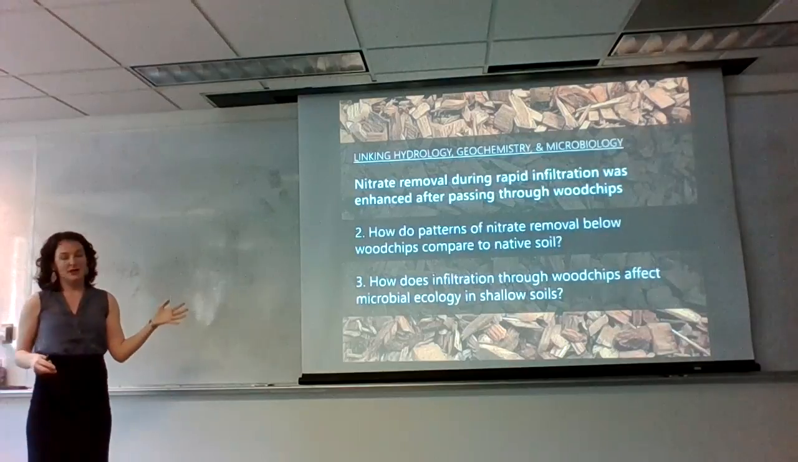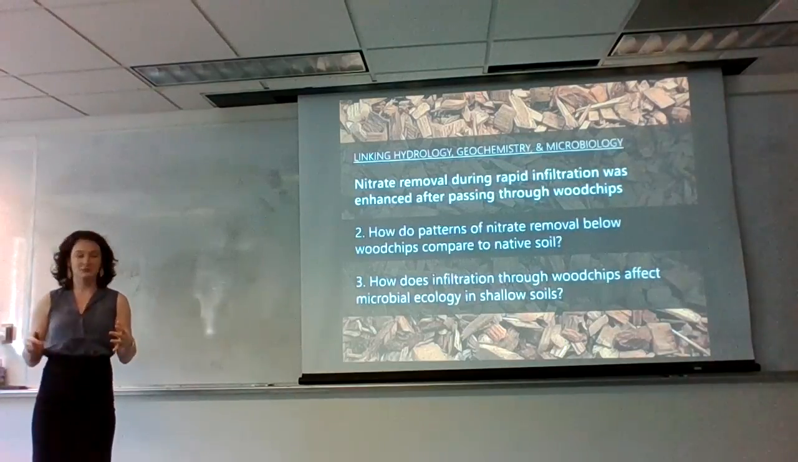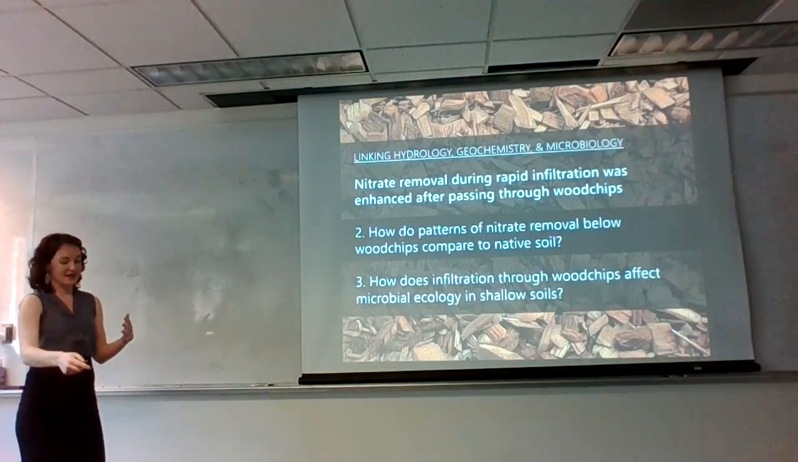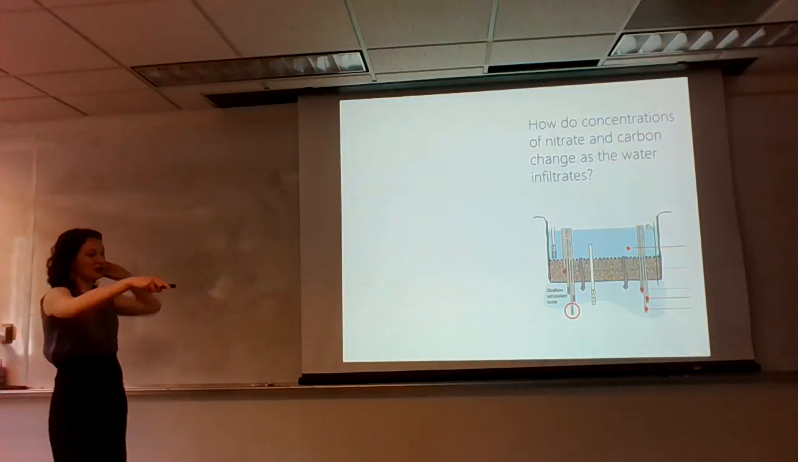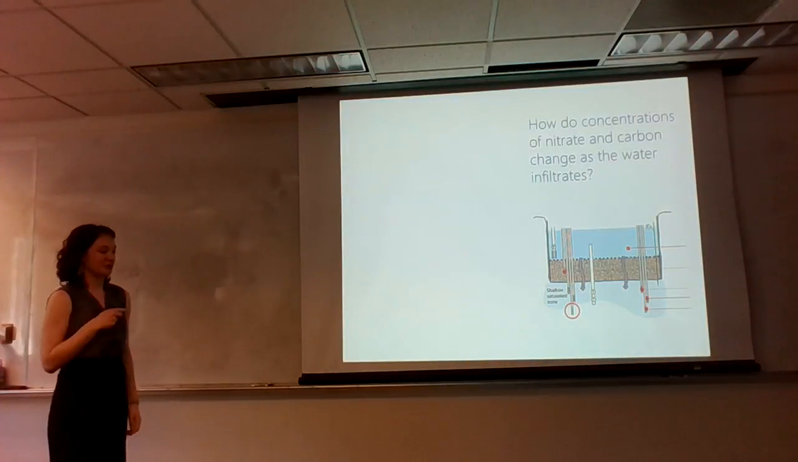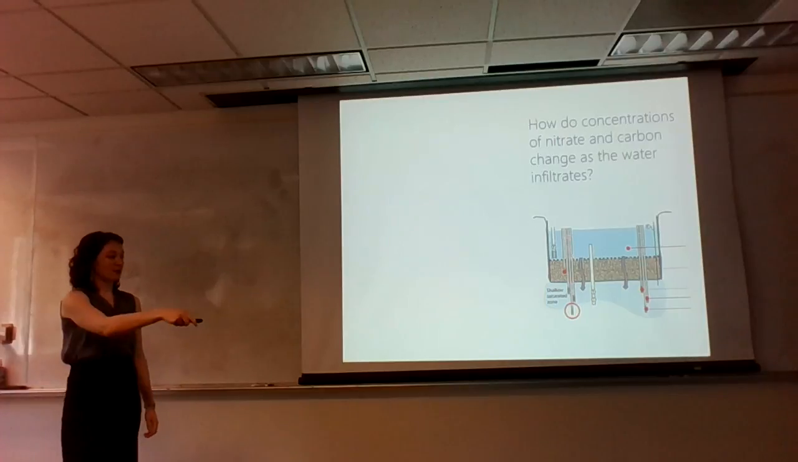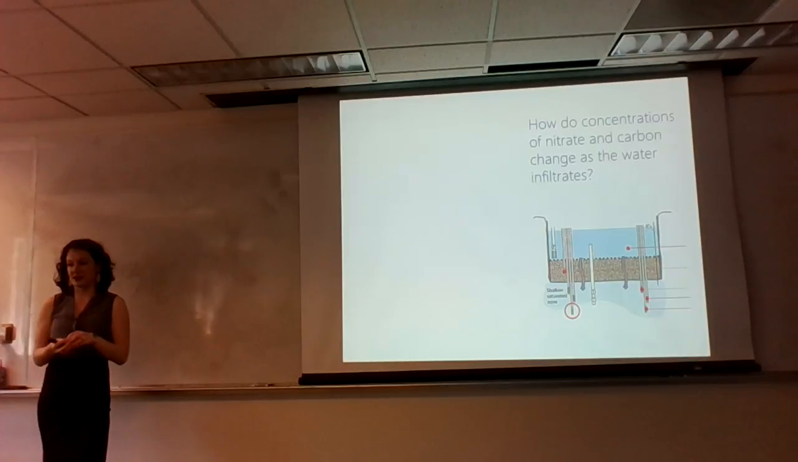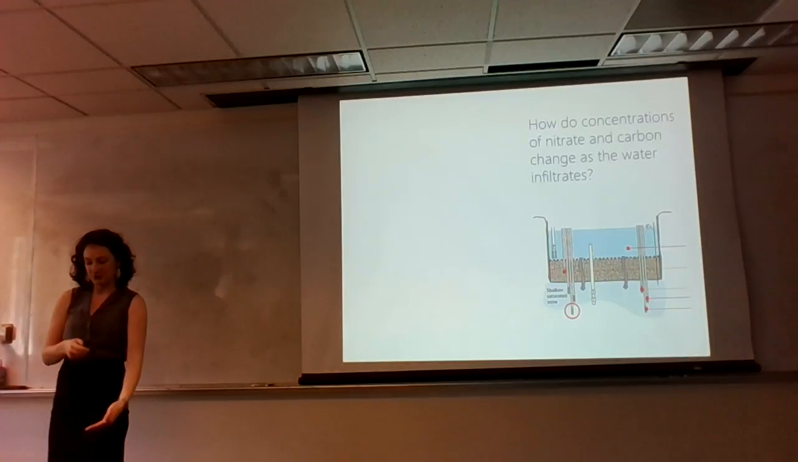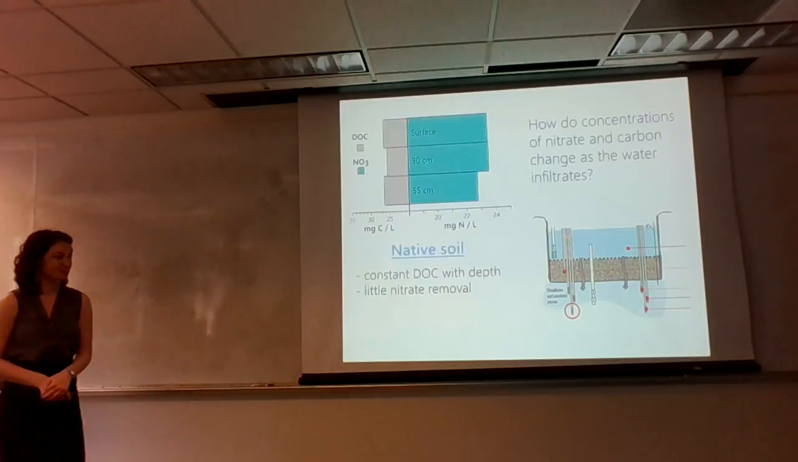So first we'll look at some geochemistry data to look at the patterns of nitrate removal in the soil below wood chips and in native soil. So we're going to look at concentrations of nitrate and carbon in all of these different samples from different depths. And I want to note that we're only able to collect samples from these piezometers when the soil around them is saturated, and that affects the maximum depth to which we can sample in these experiments.